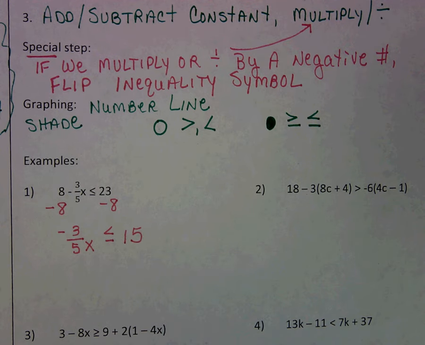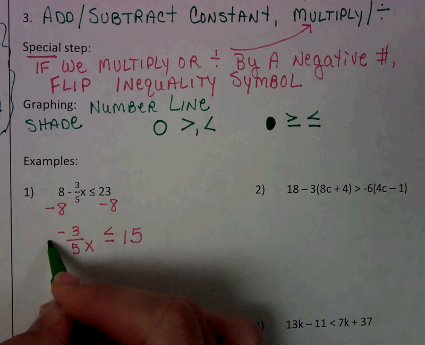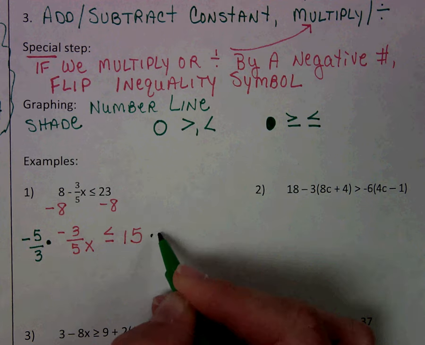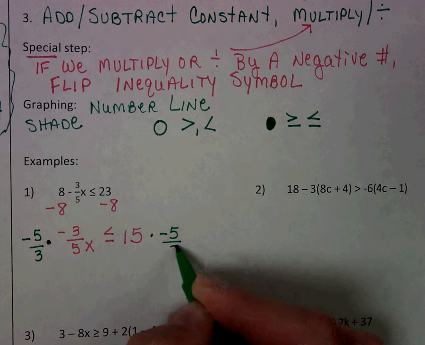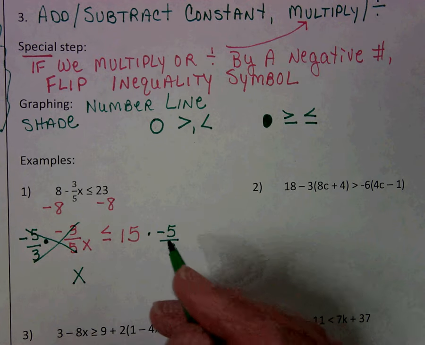And so now to cancel out our fraction coefficient, it's negative 3/5, and so I'm going to multiply by the reciprocal because that's the same thing as dividing by 3/5. So that will give me 1x over here.